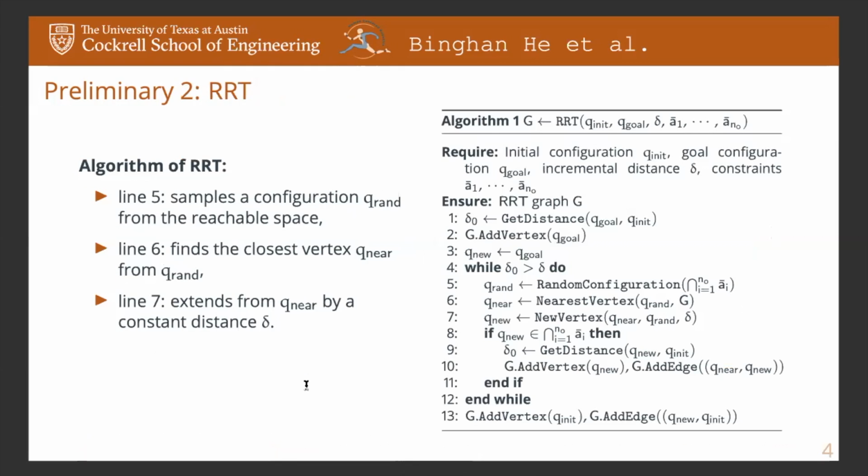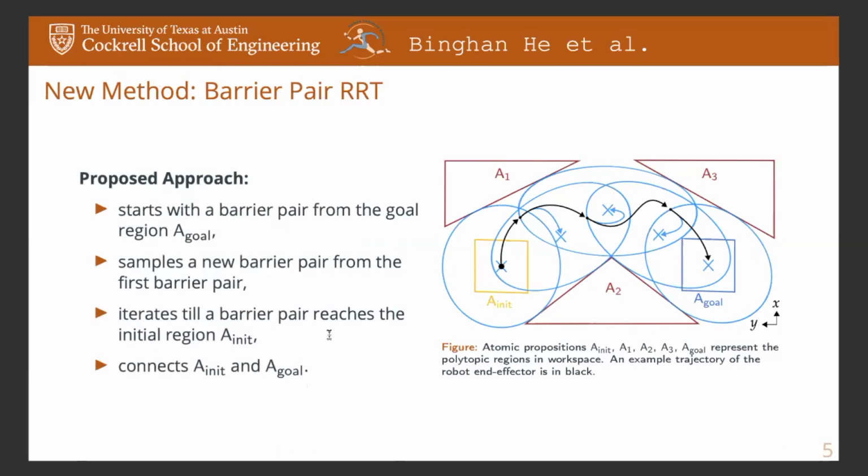Another thing I want to recall is the RRT algorithm, and it will be used later for dealing with the non-convex state space constraints. I will only recall the three key steps of expanding the RRT graph: sample a random configuration, find the nearest point in your graph, and expand the nearest point toward the random configuration with a constant distance delta. And here is our proposed method, an RRT of barrier pairs.